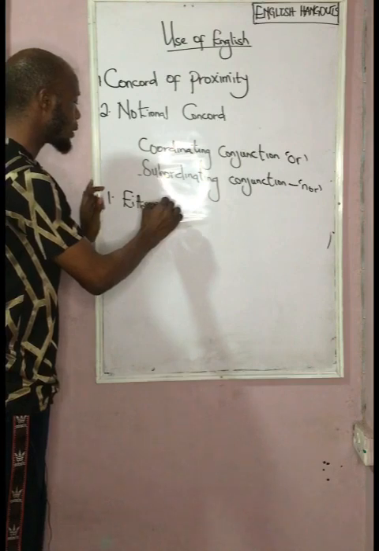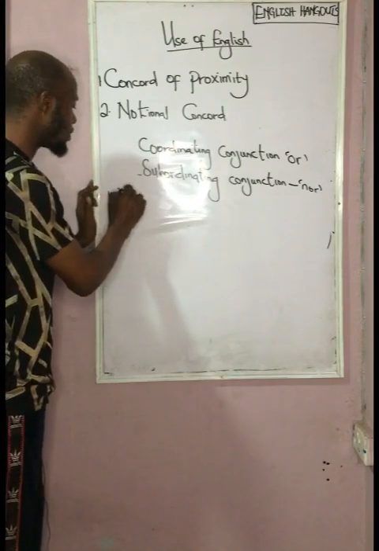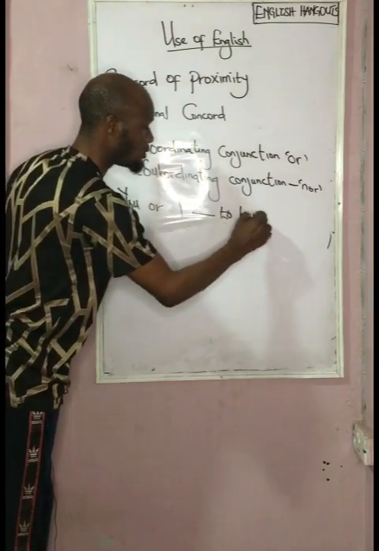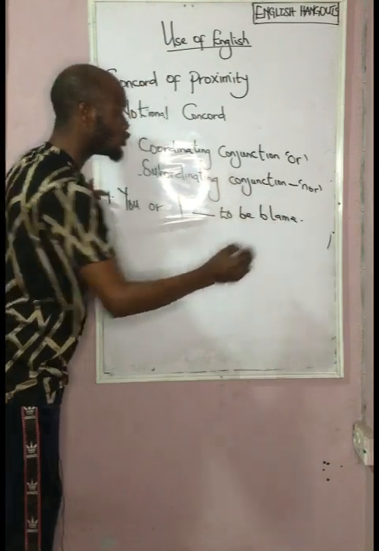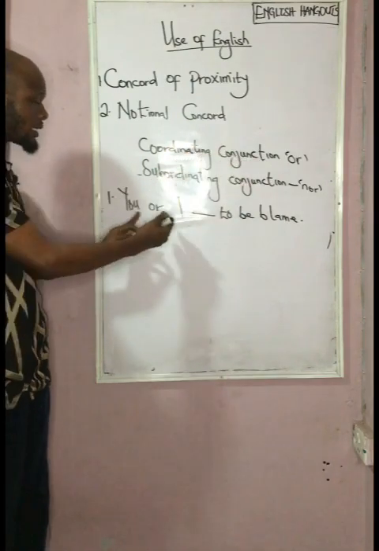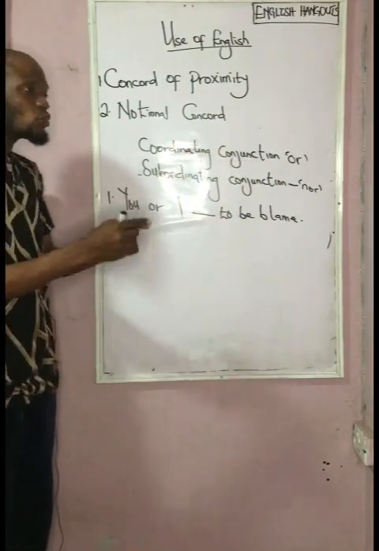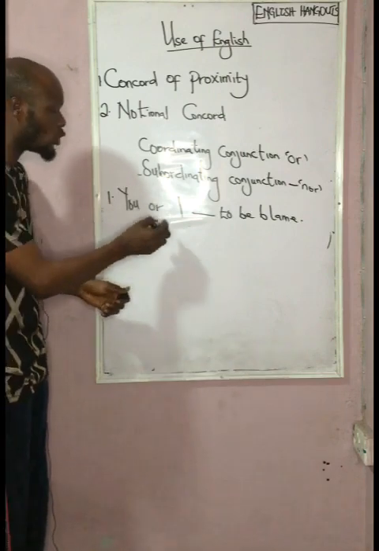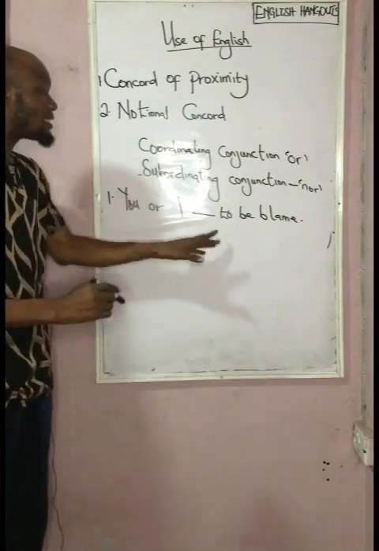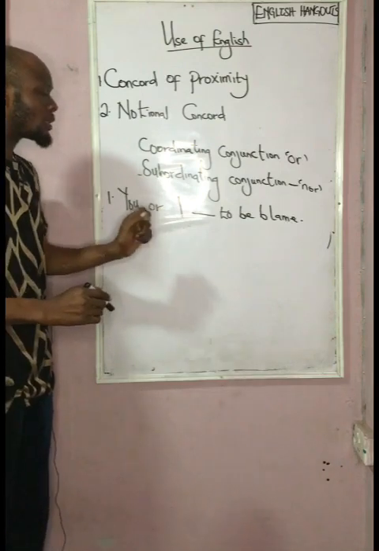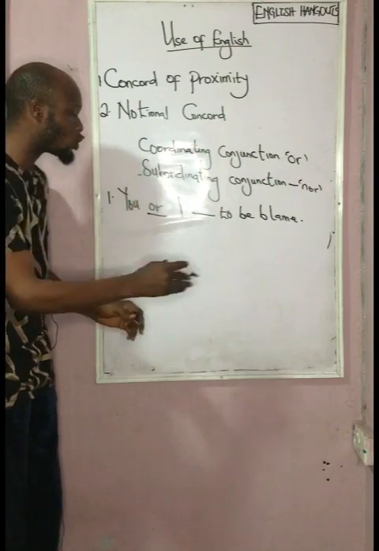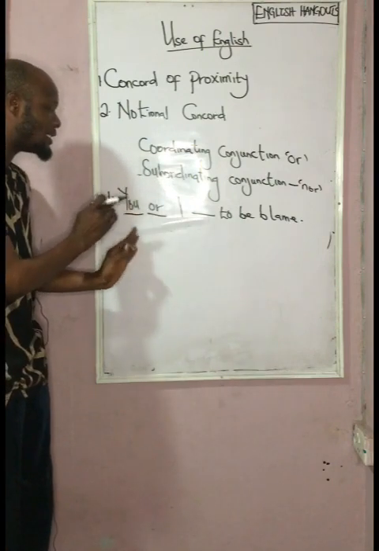Either let us flow with you or I dash to be blamed. You or I, the coordinating conjunction or connects these two subjects together. This rule now states when you have a situation of this form where you have two subjects, you or I, the verb of this sentence will be determined by the next subject that we have after the coordinating conjunction. The you here will not be the determining factor.